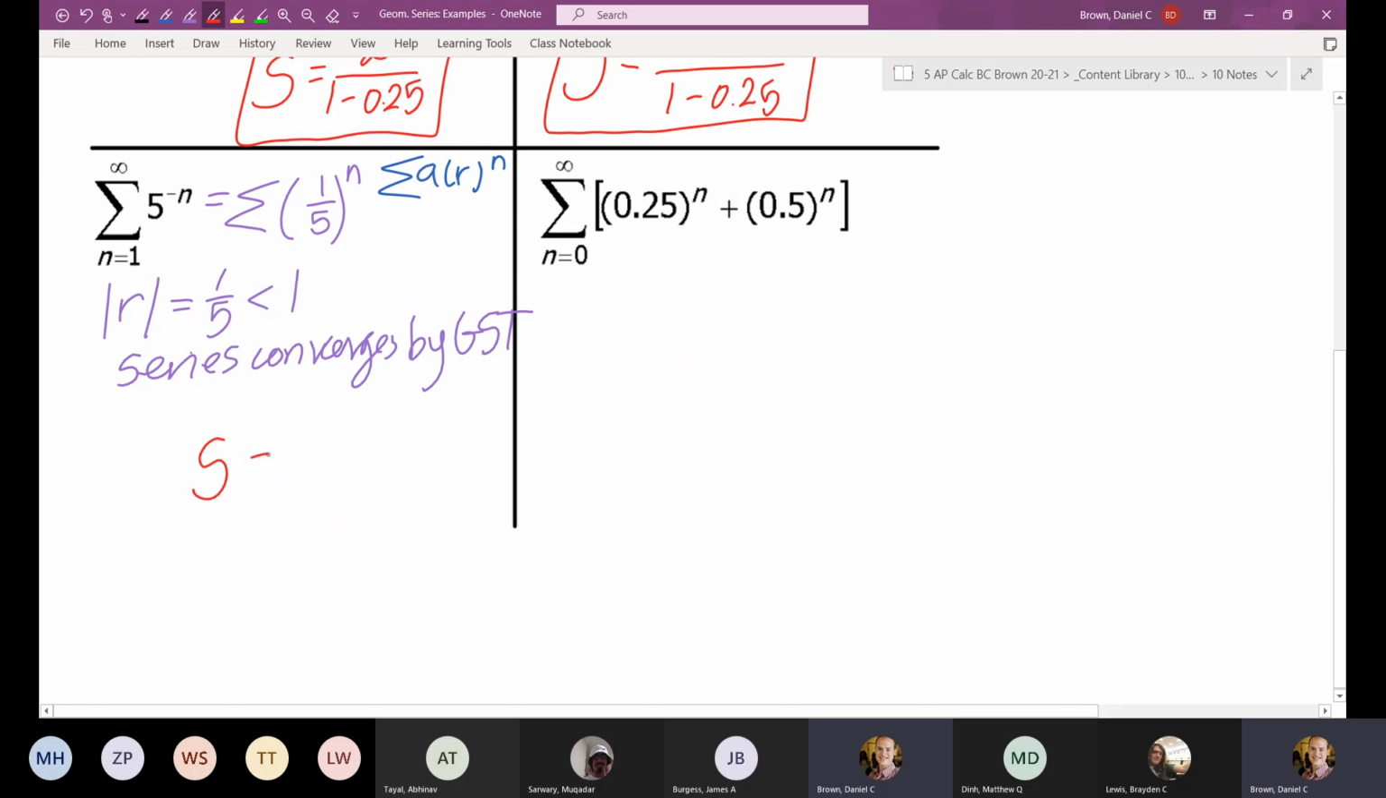We could find the sum. What will be the sum of it? We have our first term, plugging in 1 for n, divided by 1 minus r. Again, you could leave your answer as that. I am just going to simplify this one because I think it's nice how it simplifies. So we get 1/4.